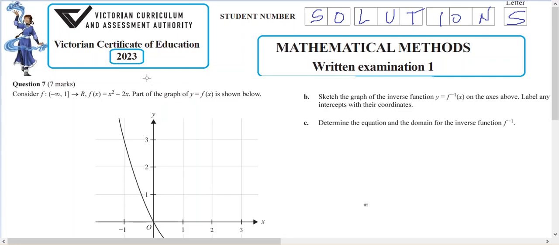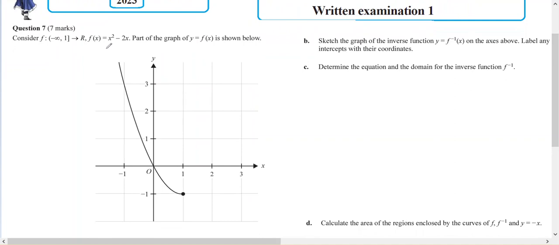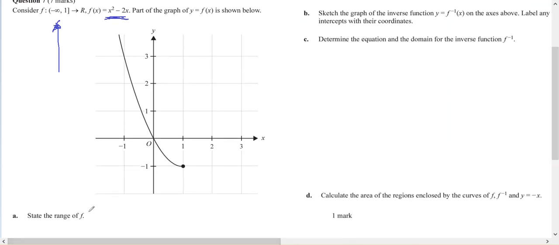So question number 7 involves some inverse work and also some anti-differentiation to work out area. Initially we've been given part of this parabola and it's been graphed for us with a restricted domain. So there it is there. And the first question is the range of f. So the range of f is going to go from -1 all the way up to infinity. So -1 to infinity, a beautiful easy mark.